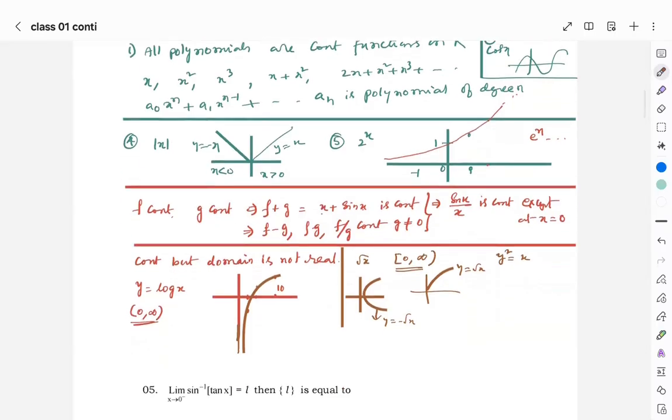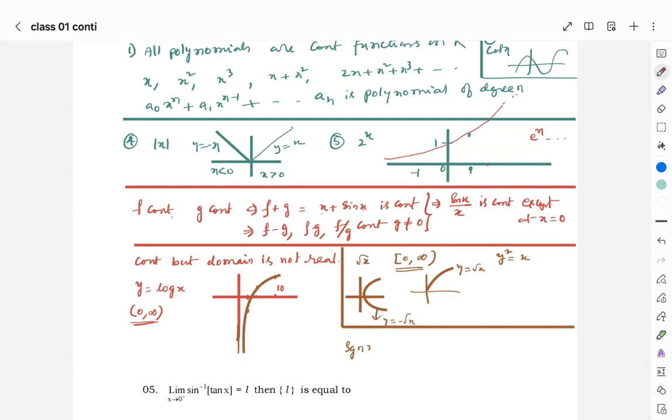And is there any other function which is continuous on its domain, but the domain is not the real numbers? Is there any function whose domain is the real numbers but still discontinuous?